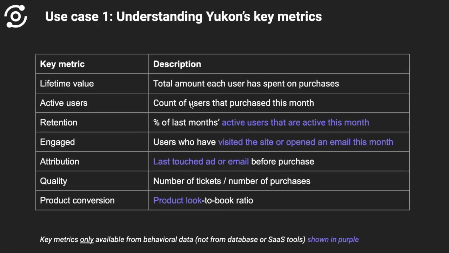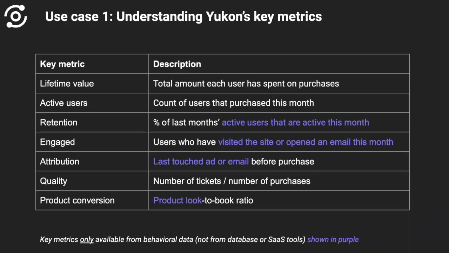So if we take the first use case, understanding Yukon's key metrics, we've got a list here of key metrics and descriptions of them. What I've done is I've taken the parts of those key metrics that are only available by collecting the behavioral data from Yukon's customers, and I've highlighted that in purple. The ones that I haven't highlighted in purple, it would be possible to pull those out of transactional systems, for example, using Meltano. But the pieces in purple, you need to have a technology like Snowplow active in those digital properties, generating and collecting that behavioral data.